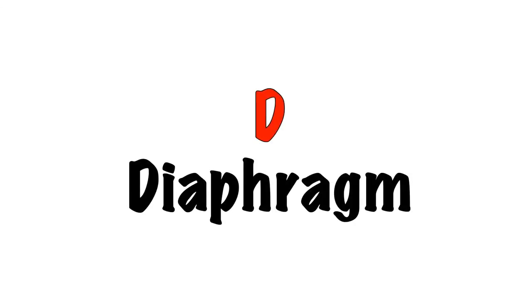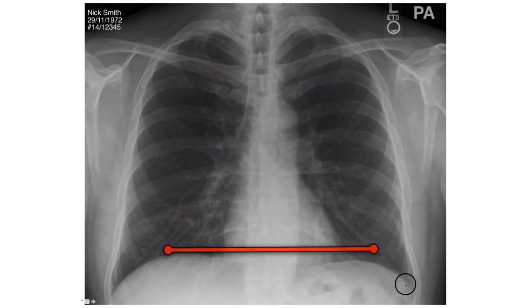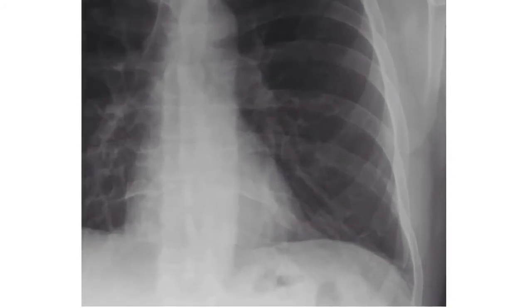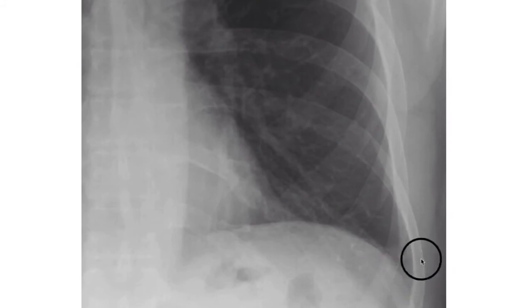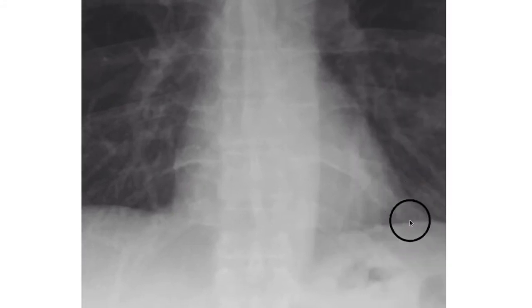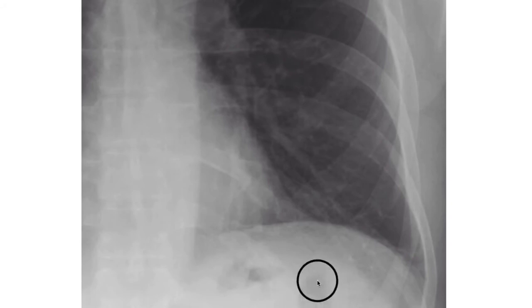D. Diaphragm. Each side of the diaphragm should appear as a dome with a sharp white edge against the adjacent black lung. The right hemidiaphragm is normally higher than the left by about 1 to 3 centimetres due to the liver underneath. The costophrenic angles are the areas where the diaphragm meets the ribs laterally. The cardiophrenic angle is where the heart meets the diaphragm. These angles should be clearly defined. Often, you will see the gastric air bubble under the left hemidiaphragm.